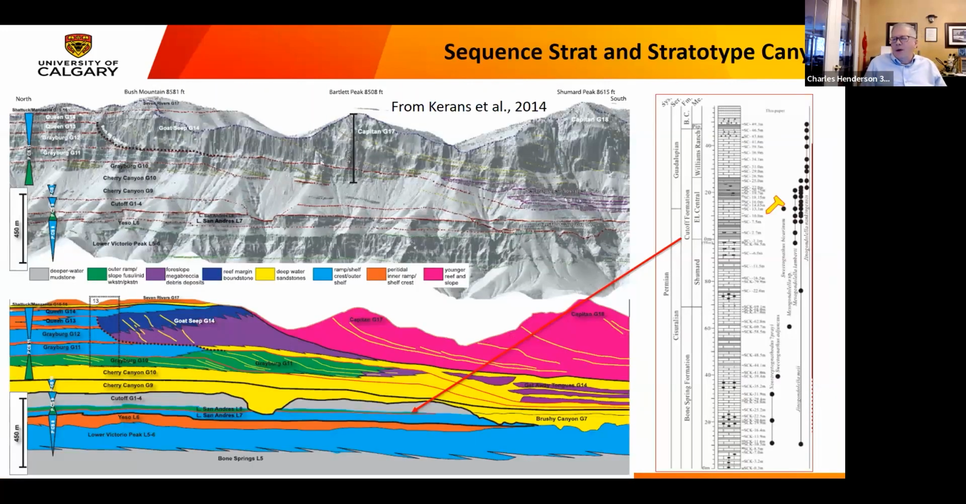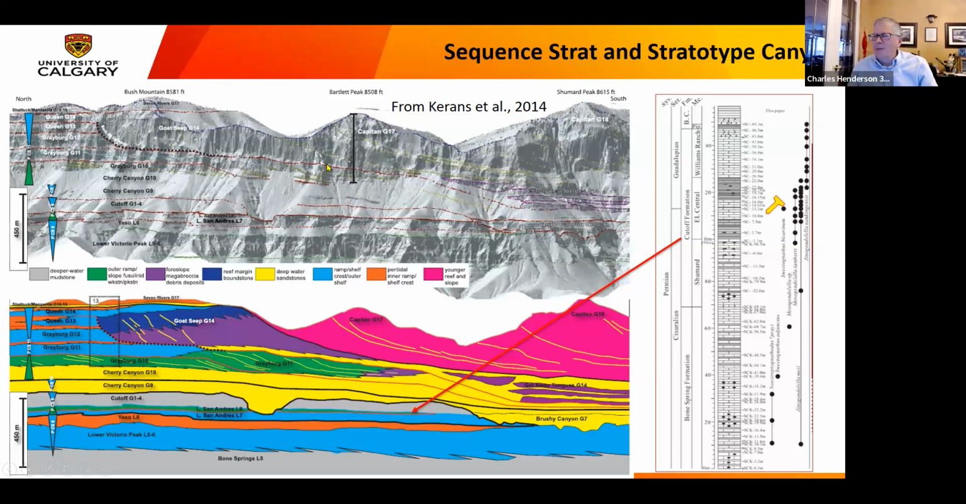And the other thing to remember is that there's probably been more sequence stratigraphy done on the rocks in Guadalupe National Park than anywhere else in the world. And the sequence stratigraphic research that is done here is absolutely exceptional. Charlie Kerans has led all of that kind of work here, but with many other authors. These are a couple of figures from the 2014 paper.